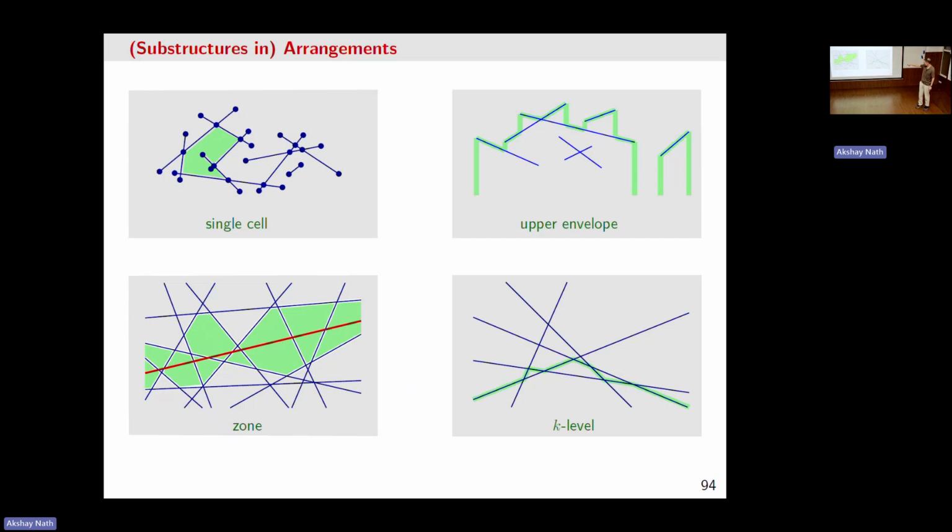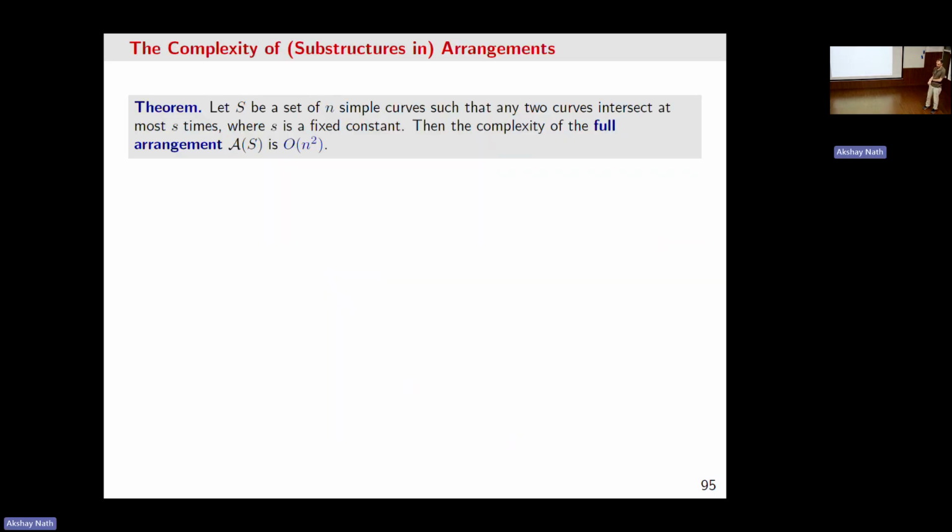You can look at all the cells that are intersected by a specific line or by something else. That's called the zone. You can look at levels. So the k-level would be, okay, you look at all the points on one of the lines that have exactly k other lines below them. So this would be the 1-level, because there's always one line below it, namely this one. And for each of them, you can ask yourself, how complex can it be? So let's try to do this for a few simple examples.